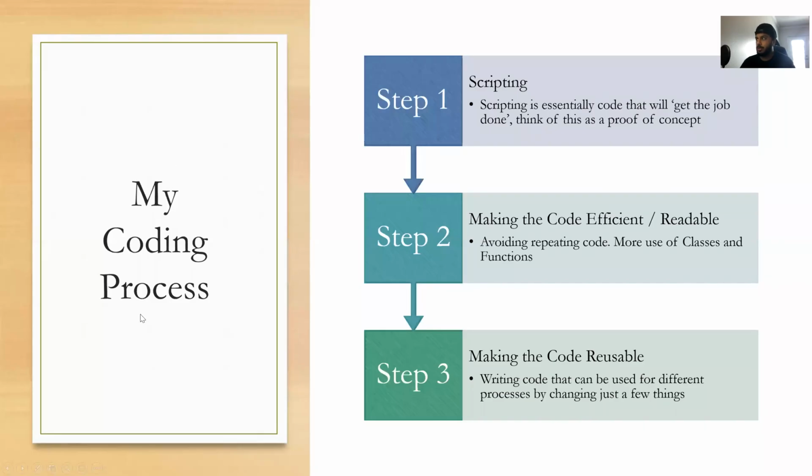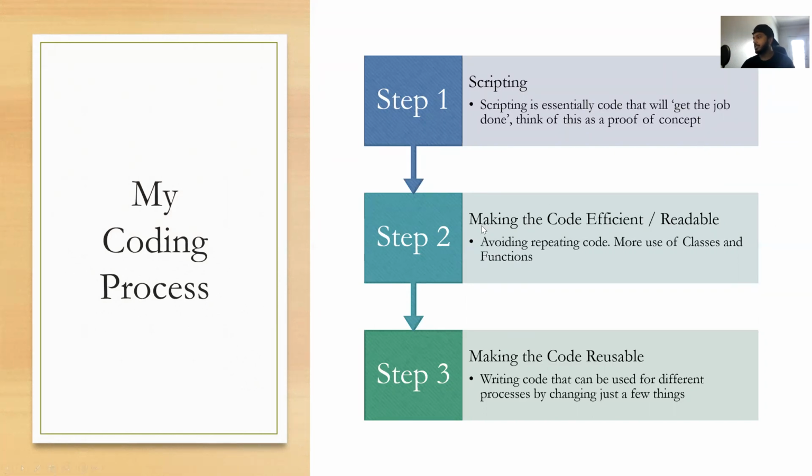So my coding process. I like to think of my coding process as a 3-step process. The first step, which is what we'll be doing in this section, is scripting. This is essentially writing code that'll get the job done. I think of it as a proof of concept. It's not necessarily the most efficient or most readable way to write code. I'm not worried about debugging, various errors, logging and whatnot. I'm just writing code to basically prove something out.